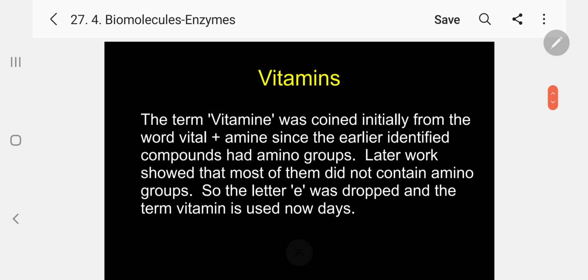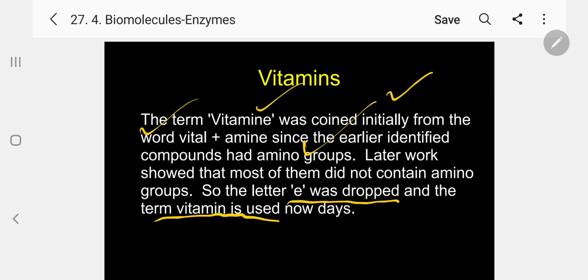The term vitamin, kindly follow, VITAMINE, was coined initially from the words vital plus amine, since the earlier identified compound had amino groups. Later work showed that most of them did not contain amino group, so the letter E was dropped. And then the term vitamin is used nowadays without E. Kindly follow.